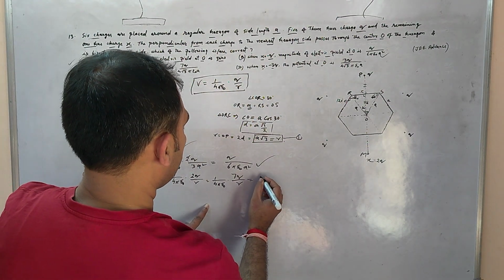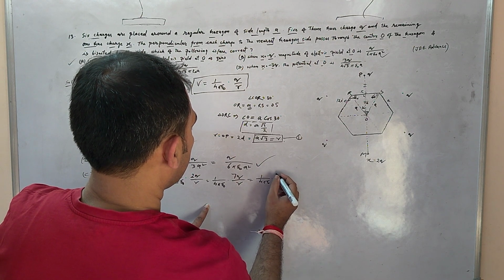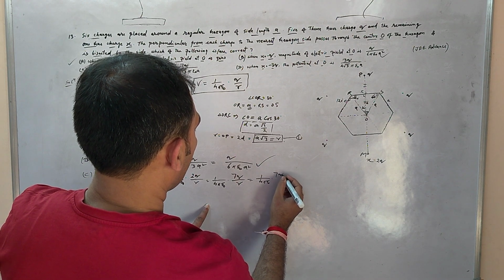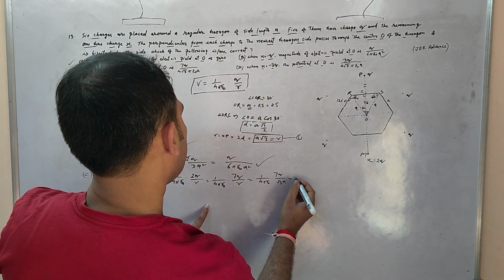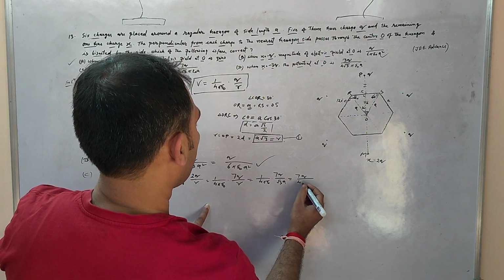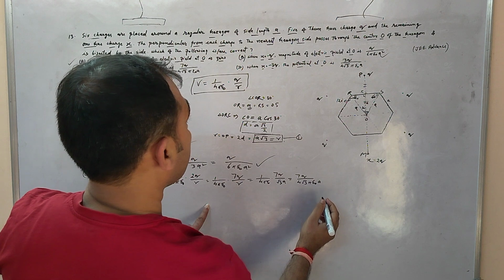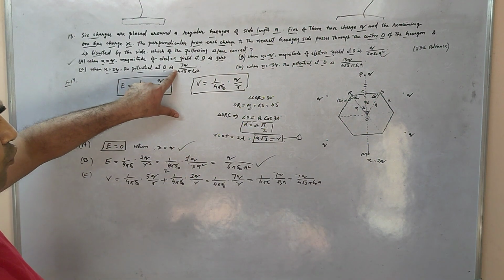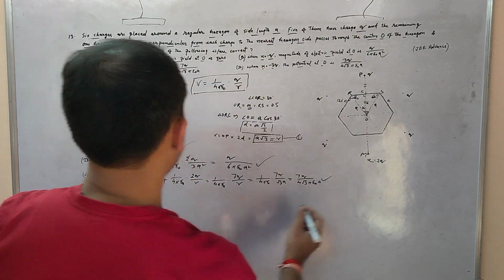Now write the value of r. 1 upon 4 pi epsilon naught, 7q by root 3 a. So this will become 7q by 4 root 3 pi epsilon naught a. Statement C is also correct.